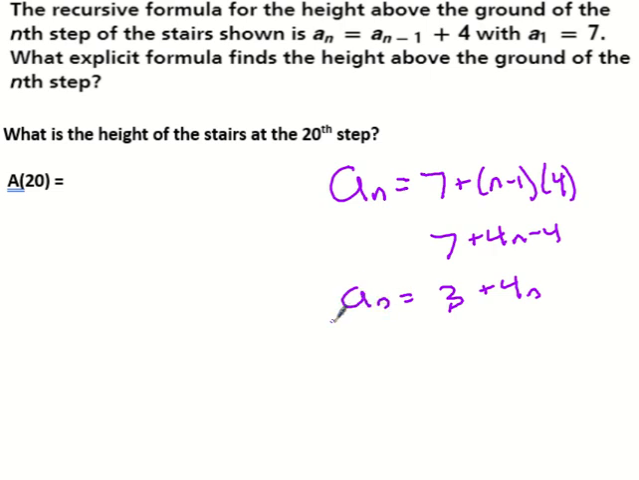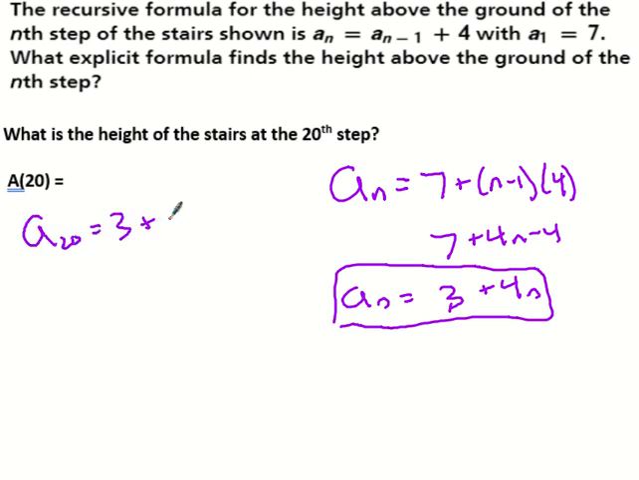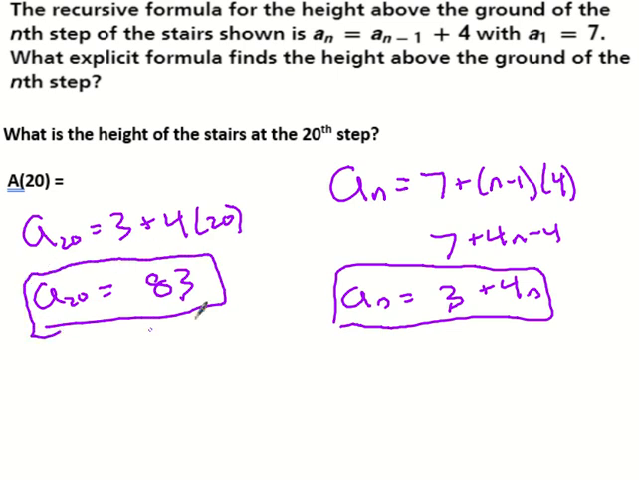So here's my explicit formula. And the reason why I would do this again is because now if I want to figure out what is the 20th term of this particular sequence, I can just plug in 20. If I plug in the number 20, I get 83. So the 20th term of this sequence is 83. And that's so I don't have to count up by 7 20 times.